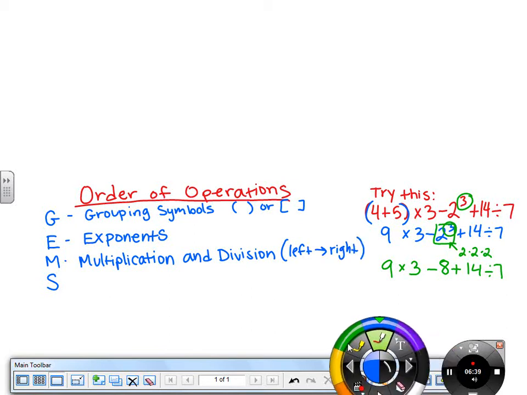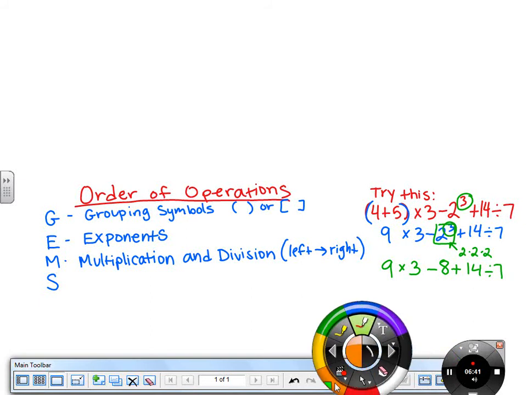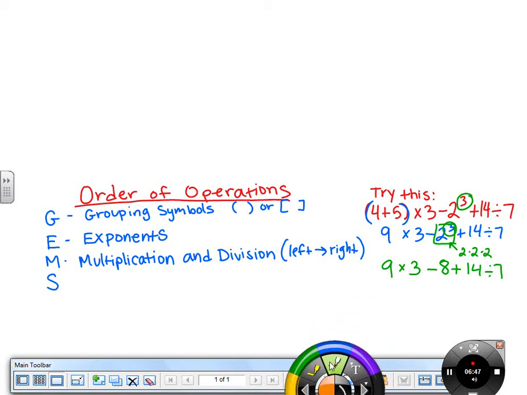So if I look at the problem we were working on, I can see that what I have left is multiplication, subtraction, addition, and division. I have all those operations left. What the directions in my GEMS are telling me is that since I've done the grouping symbols and the exponents, I'm going to do multiplication and division. So here's a multiplication sign. That means these two numbers are to be multiplied, and I'm just moving across my problem from left to right.